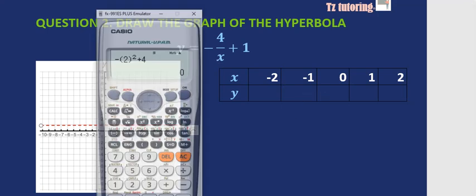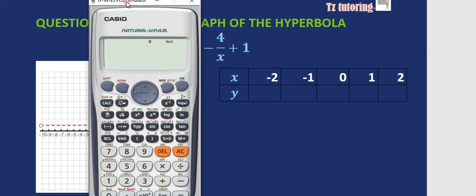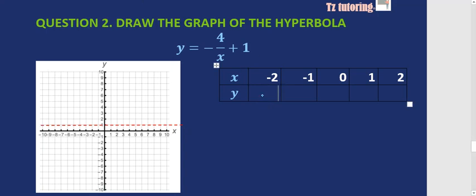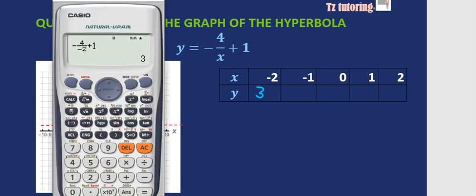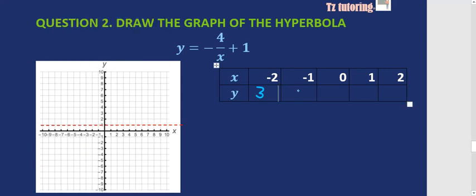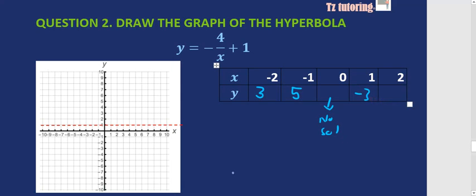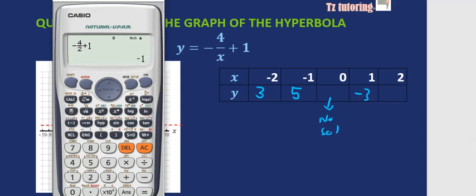Okay, and of course we could substitute points to determine our y values. Negative 4 over x plus 1. So let's try out different values. If x is negative 2, then y will be 3. If x is negative 1, then y will be 5. And again, if we take negative 4 and divide by 0, there's no solution. Cannot divide any number by 0. If we substitute x equals 1, that will give us negative 3. If we substitute 2, then we get negative 1.